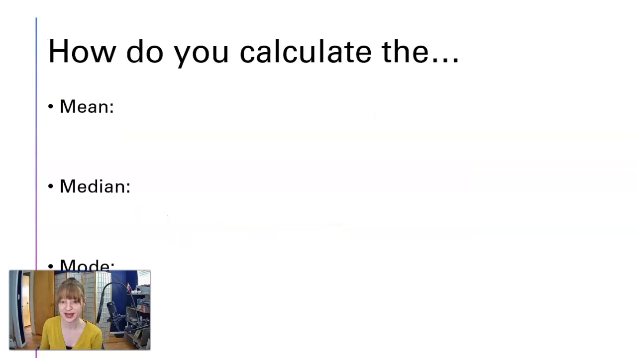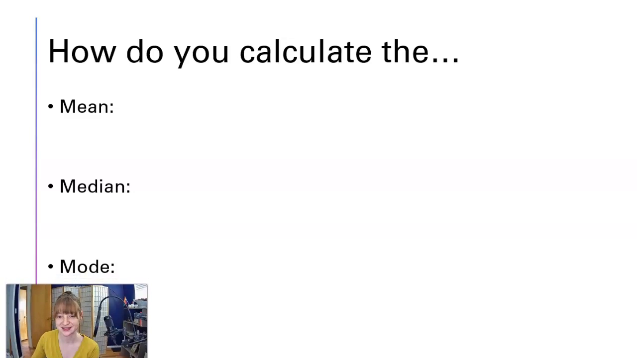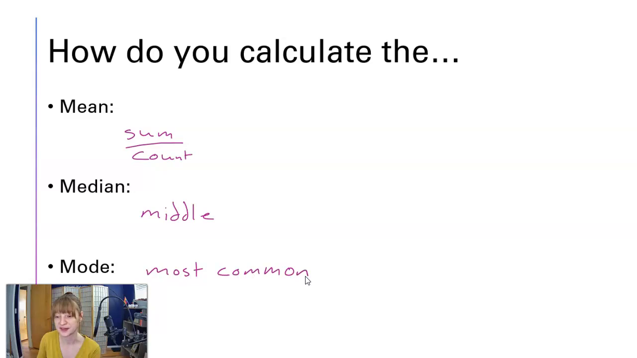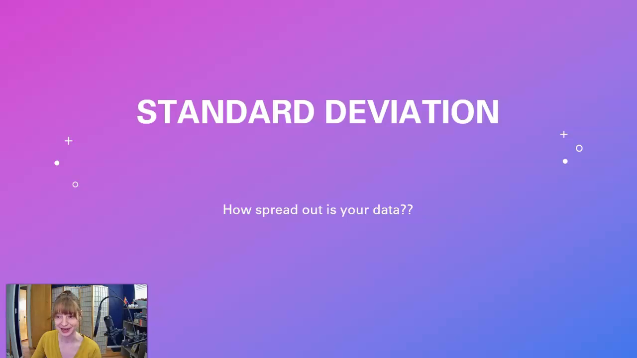So once again, how do you calculate the mean? The mean is sum over the count. The median was the middle number, and the mode is the most common number, or the most common value at least. It might not be a number. So those were our measures of center. Let's take a look at measure of spread now.